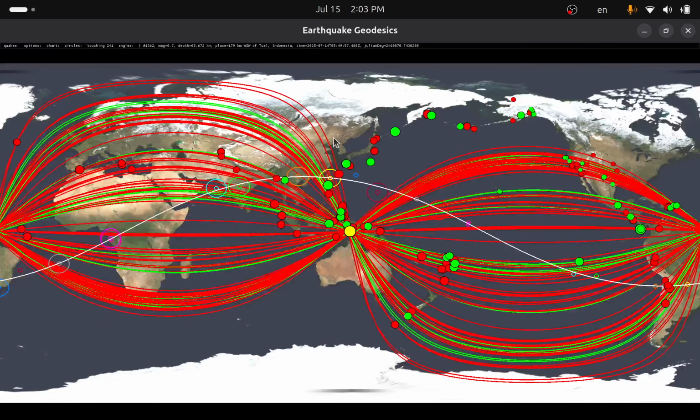Here, this looks like it's going in the counterclockwise direction. Red, red, red, green for this bunch.